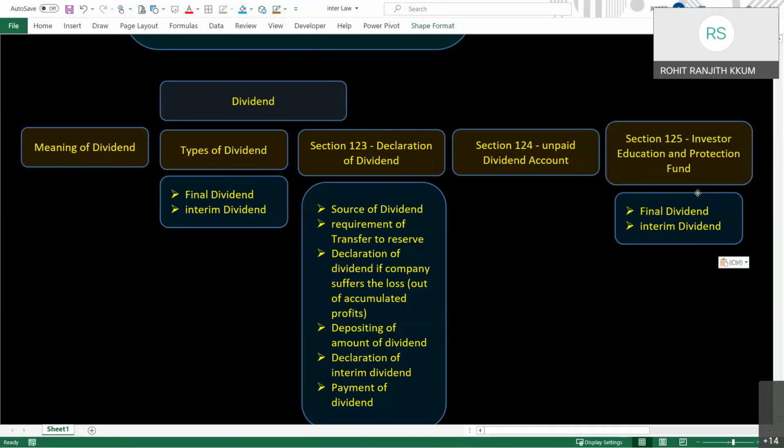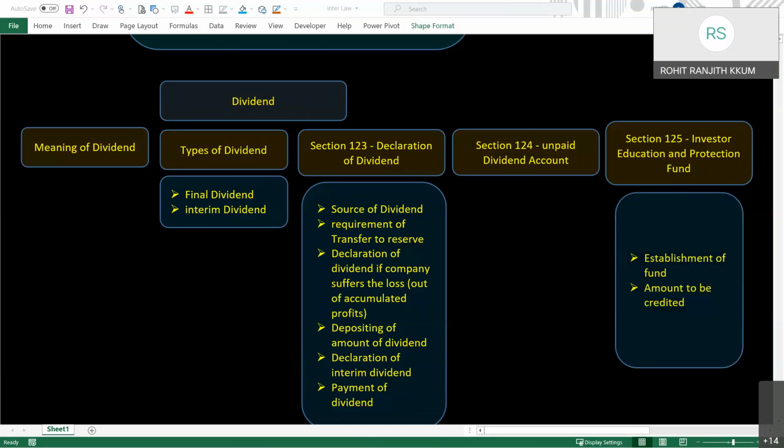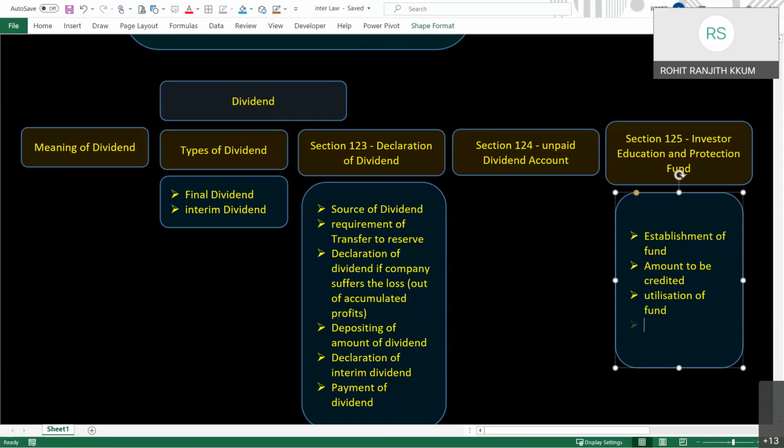Under Section 125, what you are going to learn: first is the establishment of the fund. After that, write down the amount to be credited in the fund. So what are the amounts to be credited in this fund? After that, utilization of the fund, like for what purpose and for what reason it can be utilized.